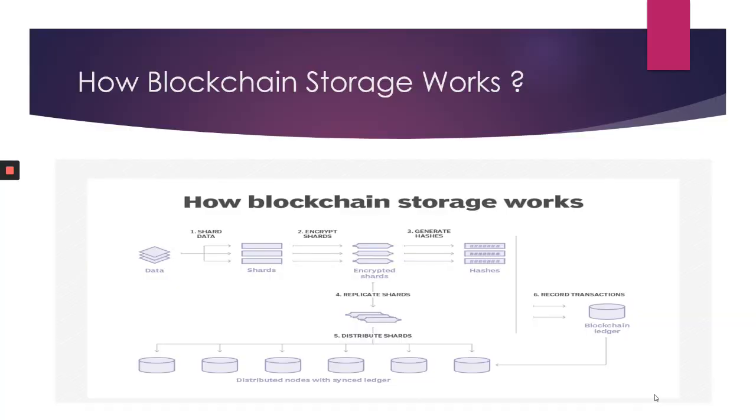How does blockchain storage work? First, this is our data and this is shard data. So what is a shard? Shard is sharding data. Sharding is a database technique used to dramatically scale the Ethereum blockchain and enable it to process more transactions per second. Sharding refers to the horizontal partitioning of a database through division into rows.